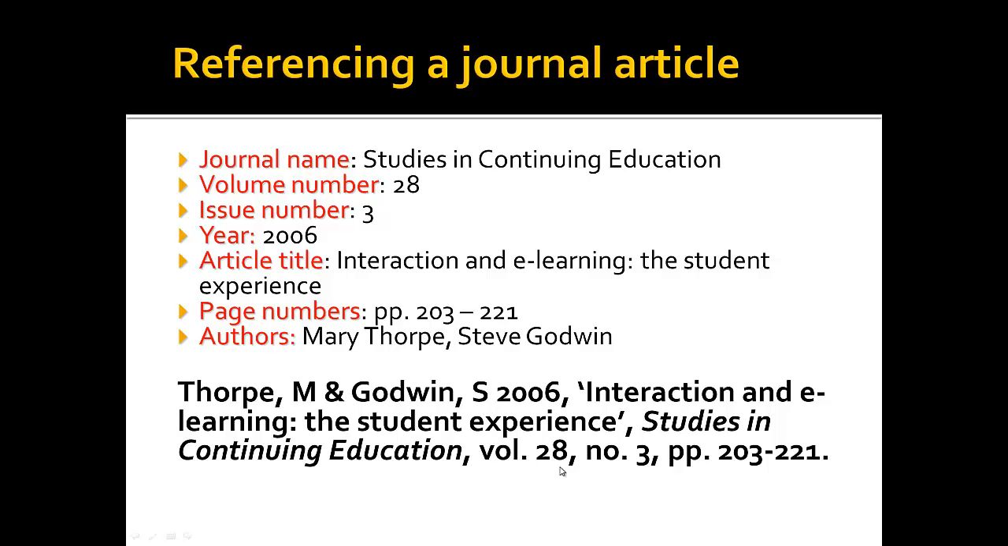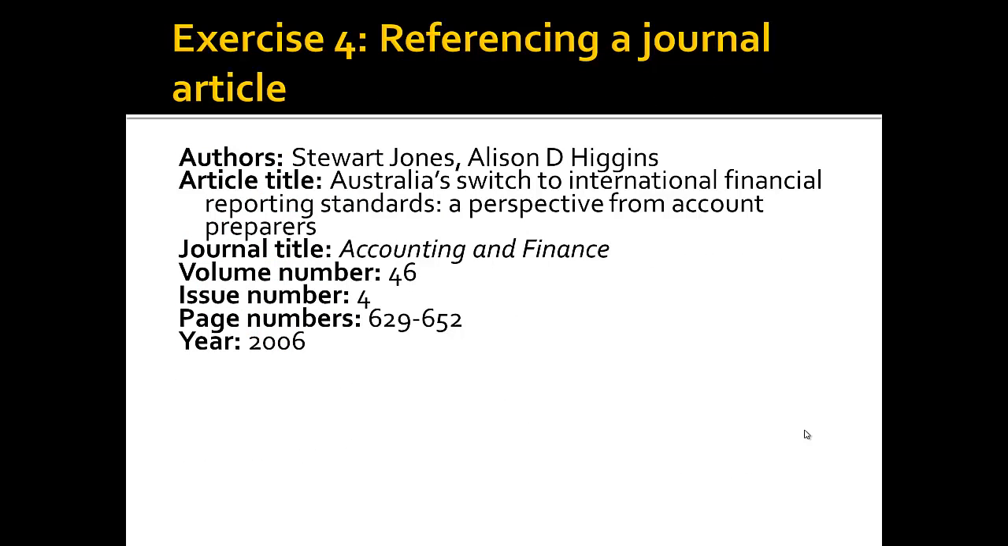Then we list the volume, and we write it this way: VOL, full stop, space 28, comma. This is the issue number, NO.3, comma, and PP. PP stands for pages. If there's only one page, it's just P. So PP dot 203 to 221, full stop. And that's how we write an entry for a journal article.